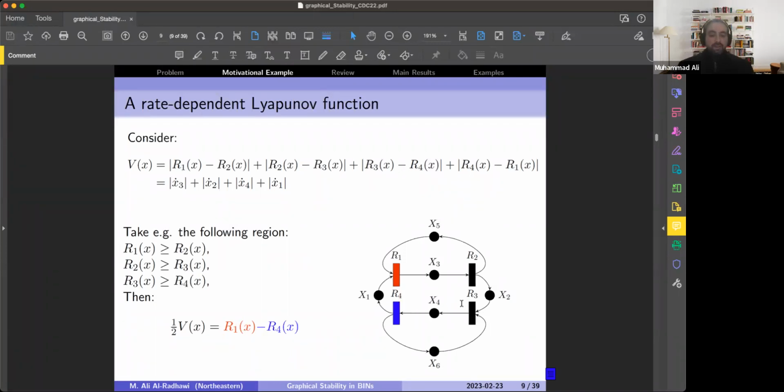So the claim that I want to make is that this is actually a Lyapunov function, even if you don't know what the reactions are. So you can show that this function is always decreasing for any given set of monotone reactions. And just to illustrate this, since this is a piecewise function, we can study it region-wise. So let's assume that these reactions have this specific ordering amongst them, and we get that V of X is just R1 minus R4 here.